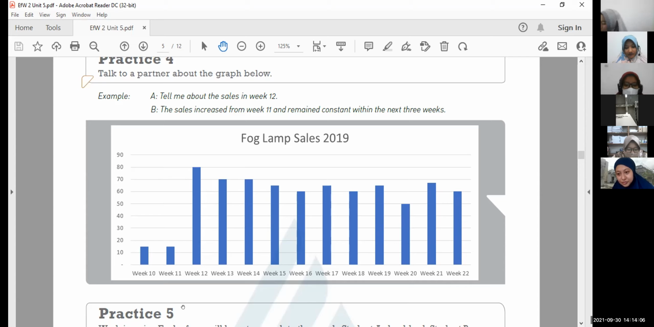The sales increase from week 10 until week 12. Miss Odi, you can. Okay. From week 10 to week 12, from week 10 to 11, it went constant, but it increased further into week 12. That's it, Miss Anna.